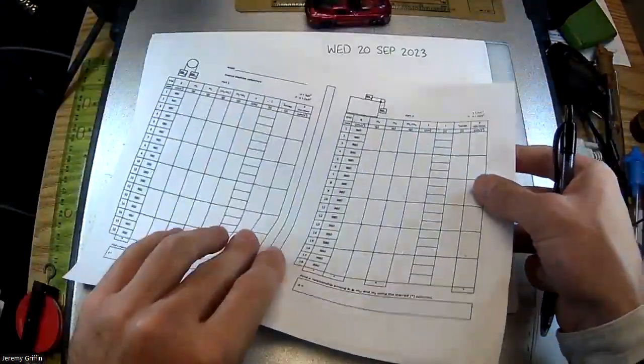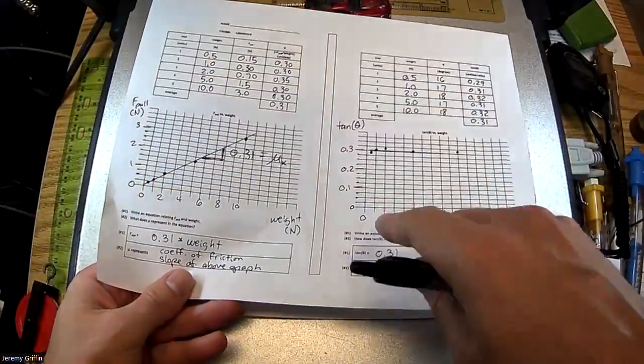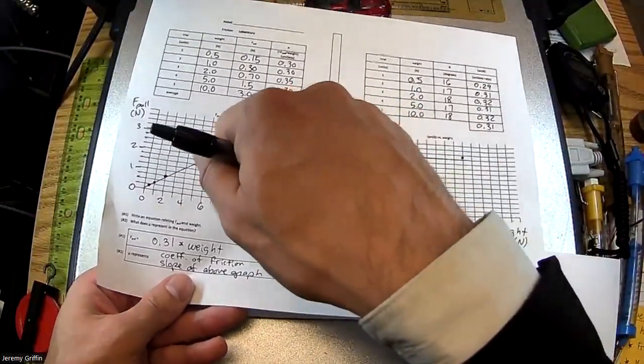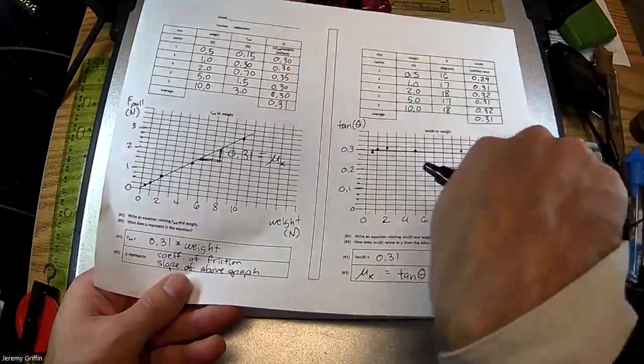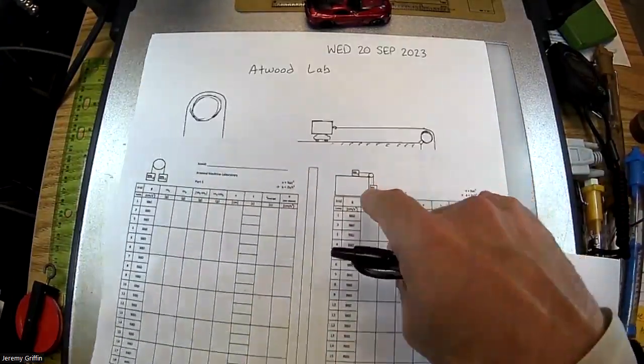Now, if you guys remember yesterday, we did a friction lab. It's a two-part friction lab. You were looking at coefficient of friction from different points of view, right? Dragging versus lifting, and then tilting the table. But that same page has the opposite side. I've got a two-part Atwood Lab for you guys, right?